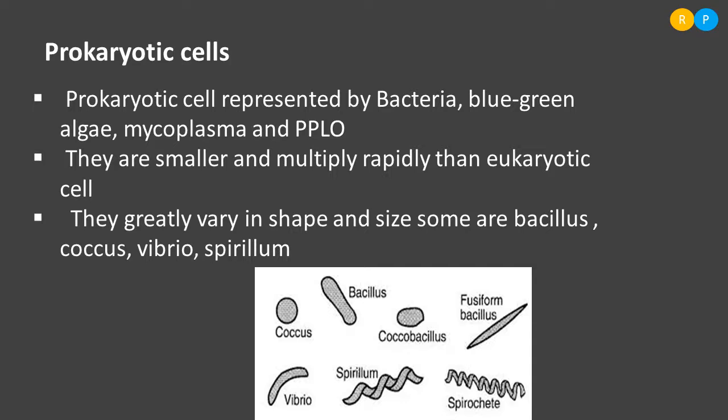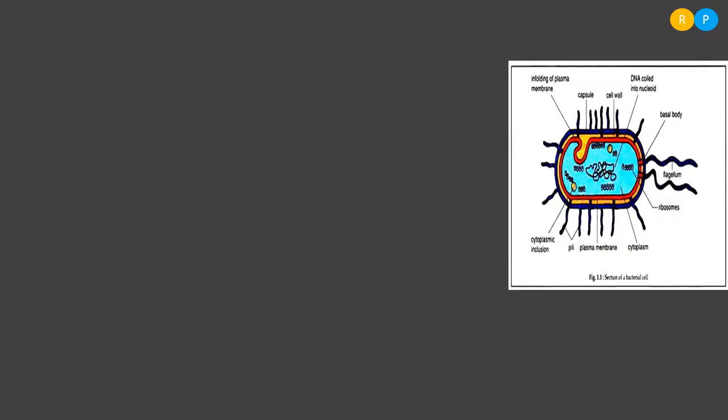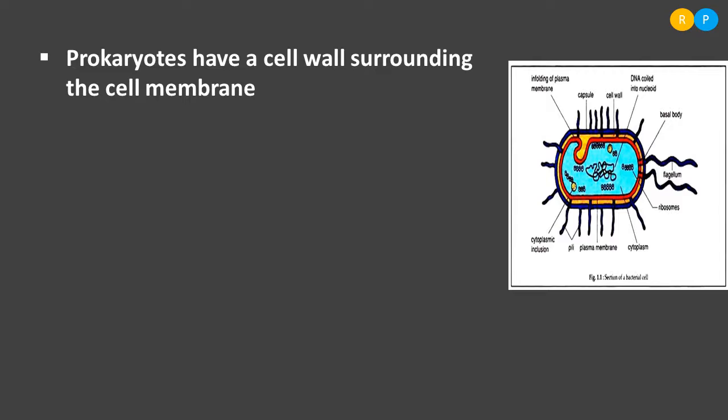Let us move to a few other characters. Prokaryotes have a cell wall surrounding the cell membrane. To understand these structures, I will take the example of a bacterial cell. In the diagram you can see the innermost membrane of the bacteria is the cell membrane, also called the plasma membrane. Very next to the plasma membrane we have a cell wall. So there are two different layers we can see here. The outermost layer is called the cell wall. It is very rigid and protective in nature, and very next to the cell wall the cell membrane is present.